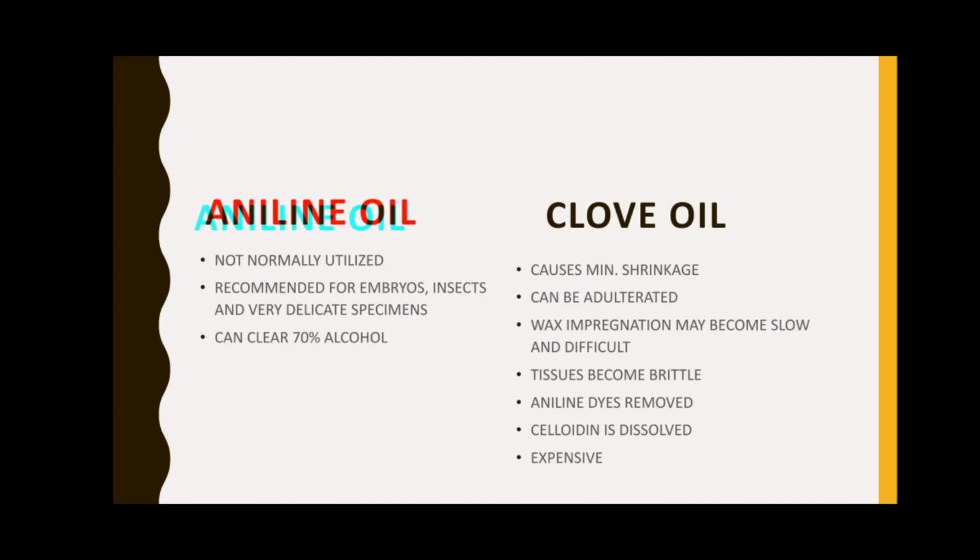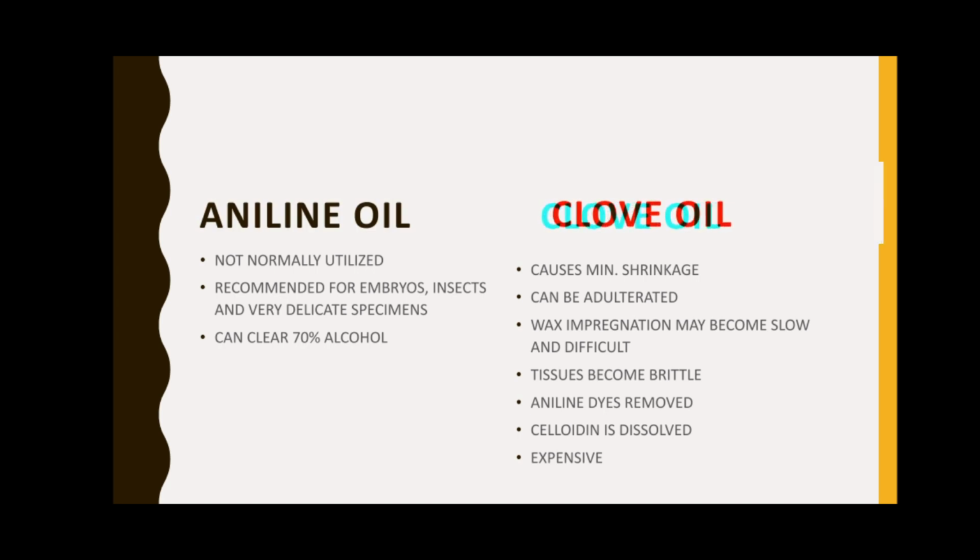Aniline oil is not normally utilized as a routine clearing agent, but is rather recommended for clearing embryos, insects, and very delicate specimens due to its ability to clear 70% alcohol without excessive tissue shrinkage and hardening. On the other hand, clove oil is a reagent which causes minimum shrinkage of tissues. However, its quality is not guaranteed due to its tendency to become adulterated.